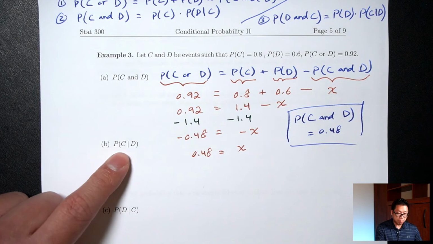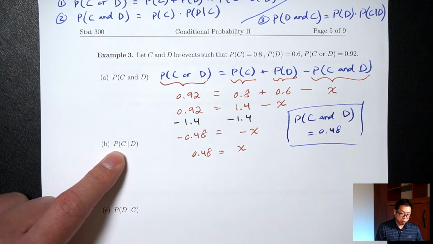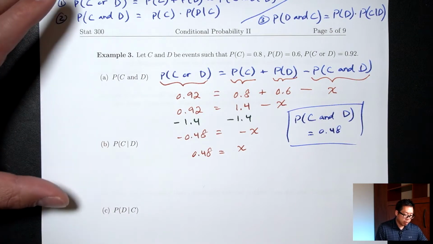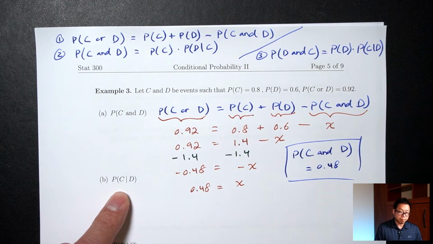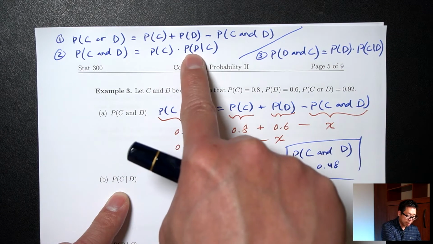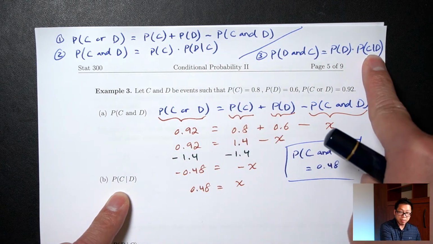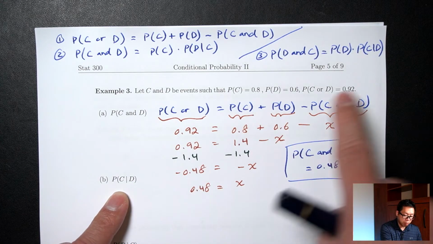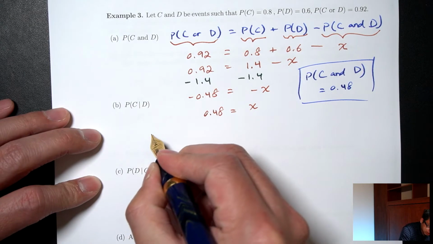Part B, probability of C given D. Okay, so conditional probability, the one with the line, the one with the word given, the order does matter. So look for C given D in our formulas in that specific order, C given D. Formula 1 doesn't have C given D. Formula 2 has D given C. That's the wrong order. Formula 3 does have C given D in that exact order. So we're going to use formula 3. So let me recopy it.